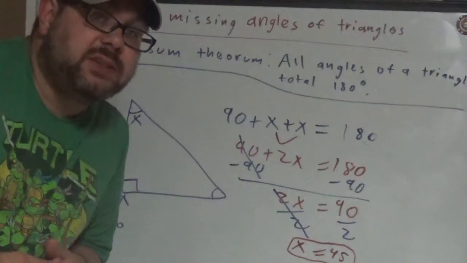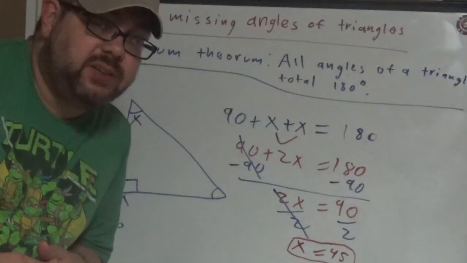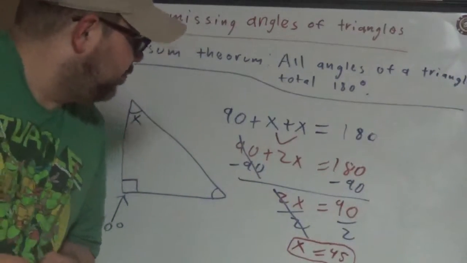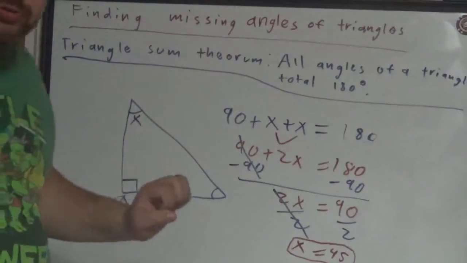So finding a missing angle of a triangle is really easy. So, hey, just need to know two things.